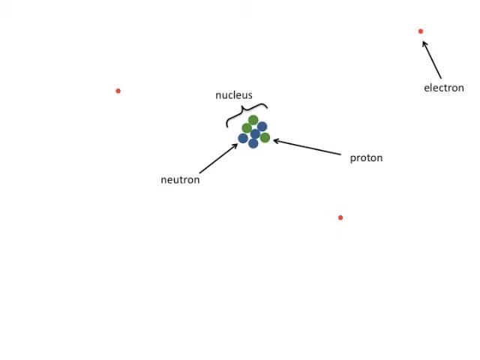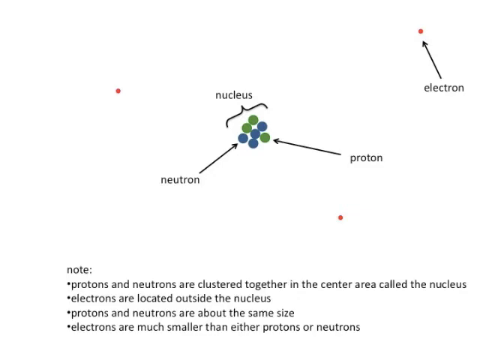So again, this is a little bit of an oversimplification of what a real atom looks like, but there's a couple of really important concepts that this representation shows, so let's sum those up. First is that the protons and neutrons are clustered together in the center area called the nucleus. Next is that the electrons are located outside of the nucleus. Notice that the protons and the neutrons are about the same size. And finally, that the electrons are much smaller than either the protons or the neutrons.